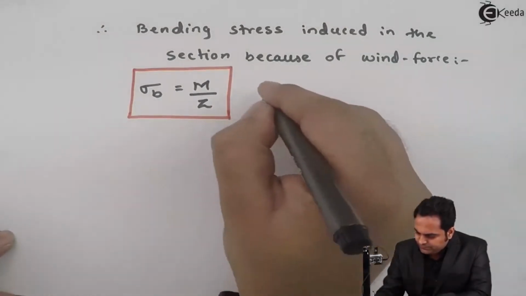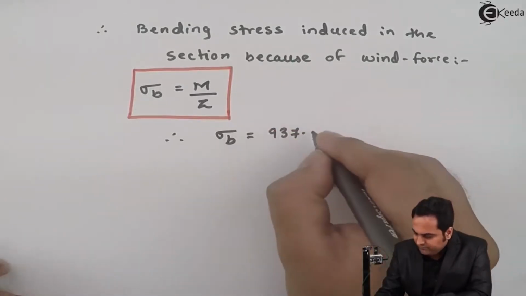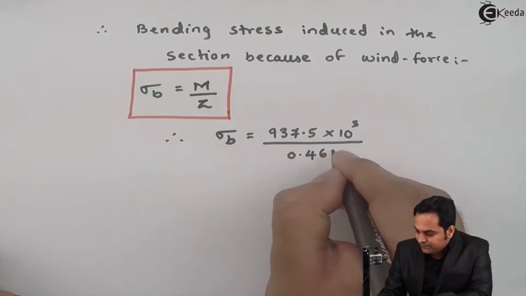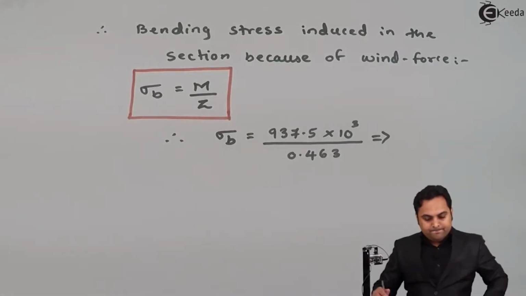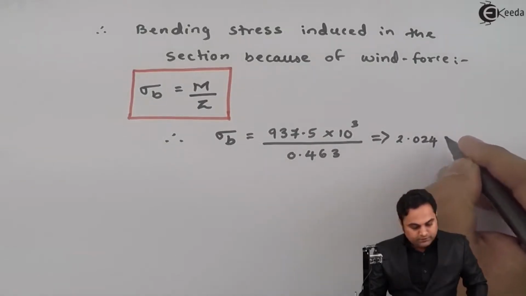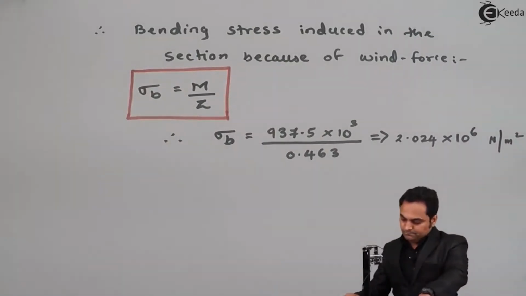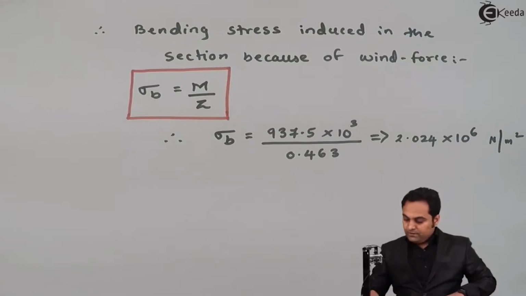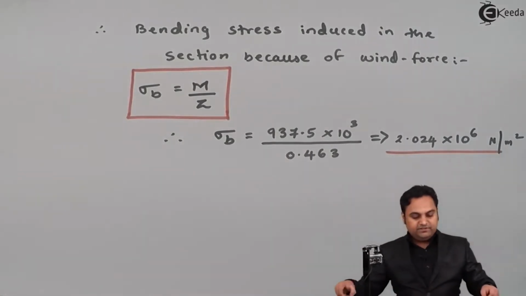So here I'll put the values. Bending moment is 937.5 into 10 raised to 3. Z is 0.463. So here I'll get the value of bending stress, and that comes out to be 2.024 into 10 raised to 6 Newton per meter square. Now after getting the bending stress value, here I'll get the value of maximum and minimum intensities of stresses.